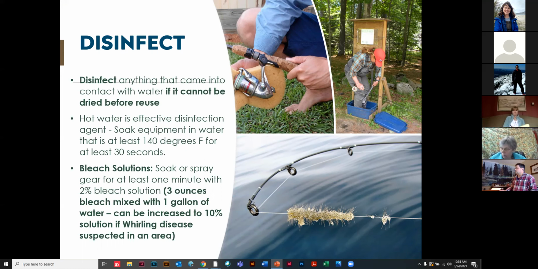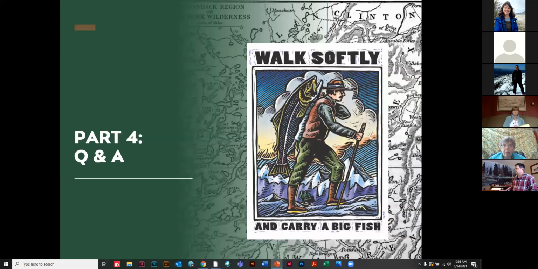wader wash station there. Bleach can be damaging to your skin or gear, so do dilute it. 3 ounces of bleach mixed with a gallon of water becomes a 2% bleach solution. So that's suggested. But if you know that different fish viruses are present in a water body or an area, you can up that to be a 10% solution.